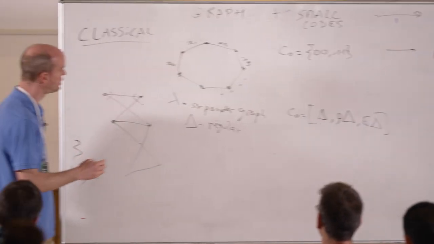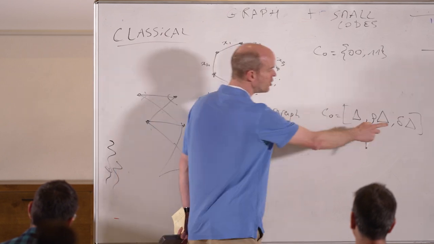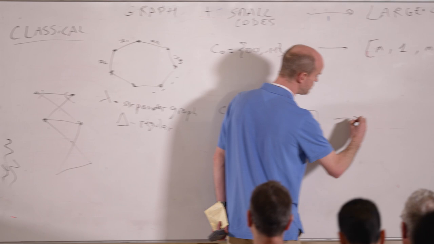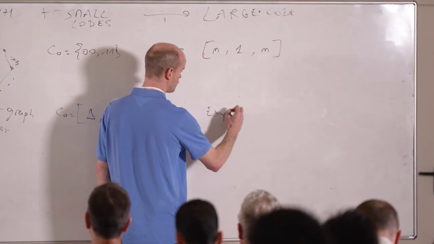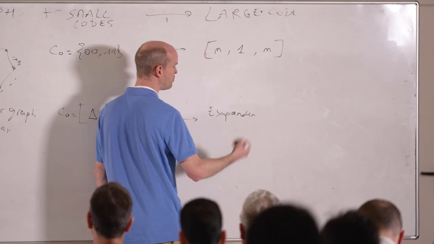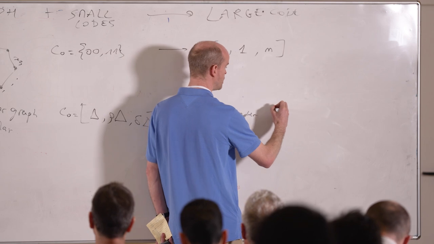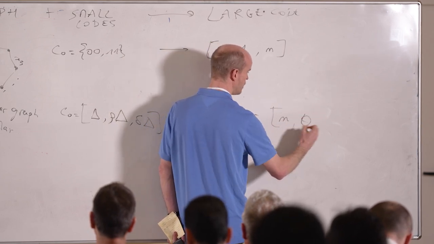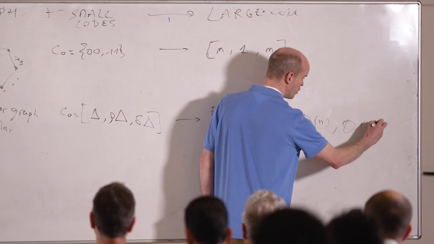If the expansion coefficient is smaller than this small delta, then what you get is called the expander code. This is due to Sipser and Spielman in 96. And these are good LDPC codes. So you have codes of length n, with order n logical bits, and distance which is also order n.